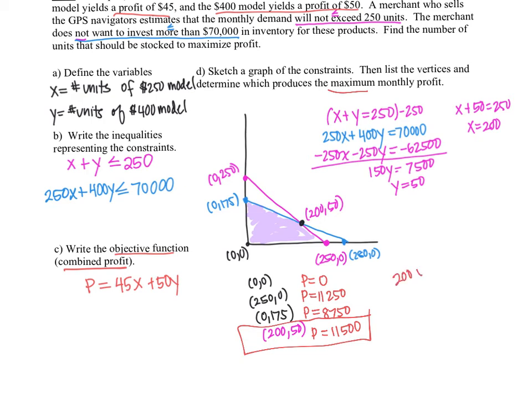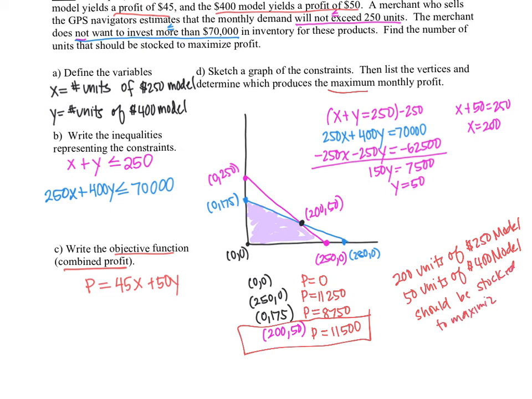200 units of the $250 model and 50 units of the $400 model should be stocked to maximize profit. Okay, so I answered the question. If they asked me what the profit would be, I would say, oh, the profit's going to be 11,500.